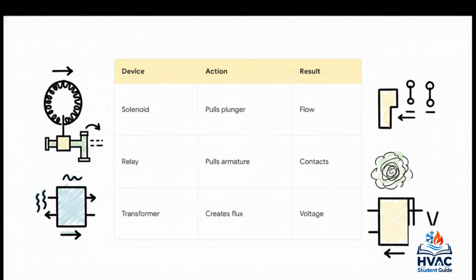And a transformer, well, it uses an AC current in one coil to create a changing magnetic flux, which then induces a completely new voltage in a second coil, safely raising or lowering the AC voltage without those two coils ever touching electrically. Pretty cool, right?